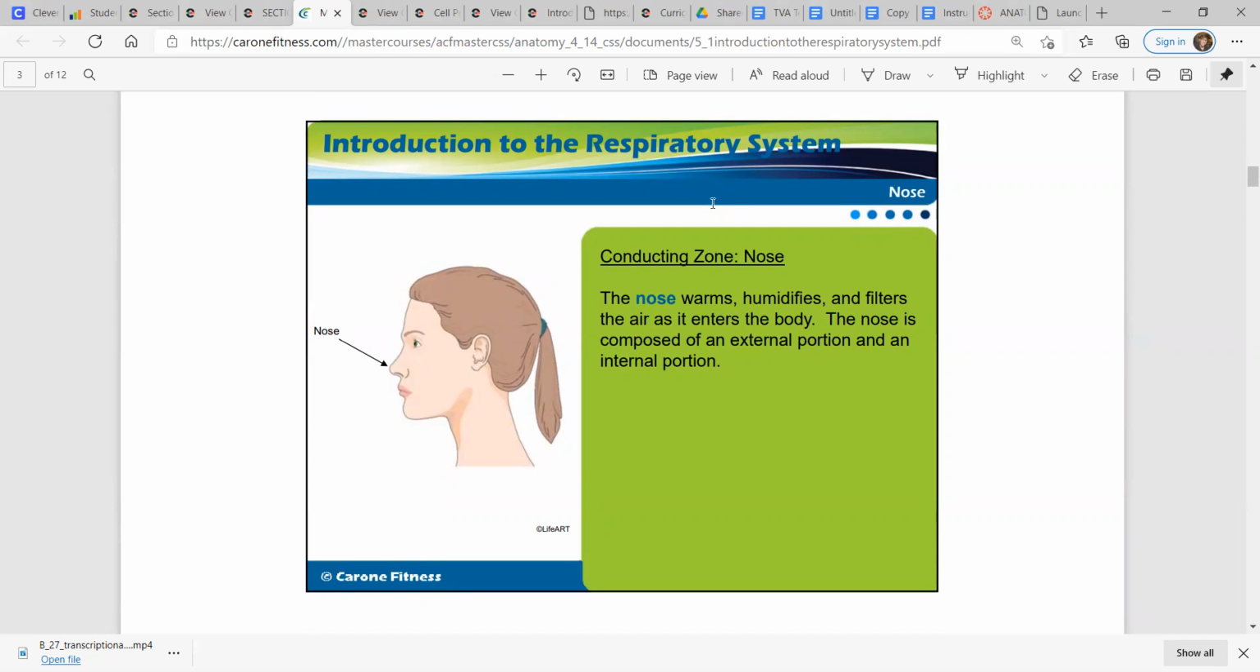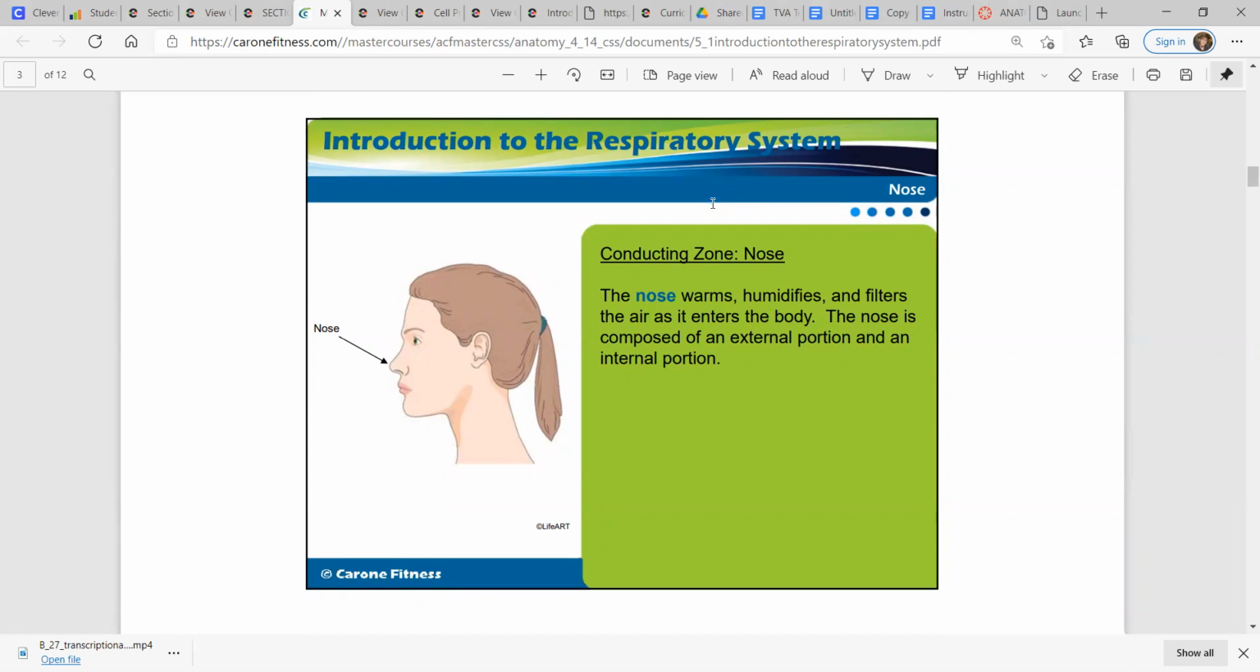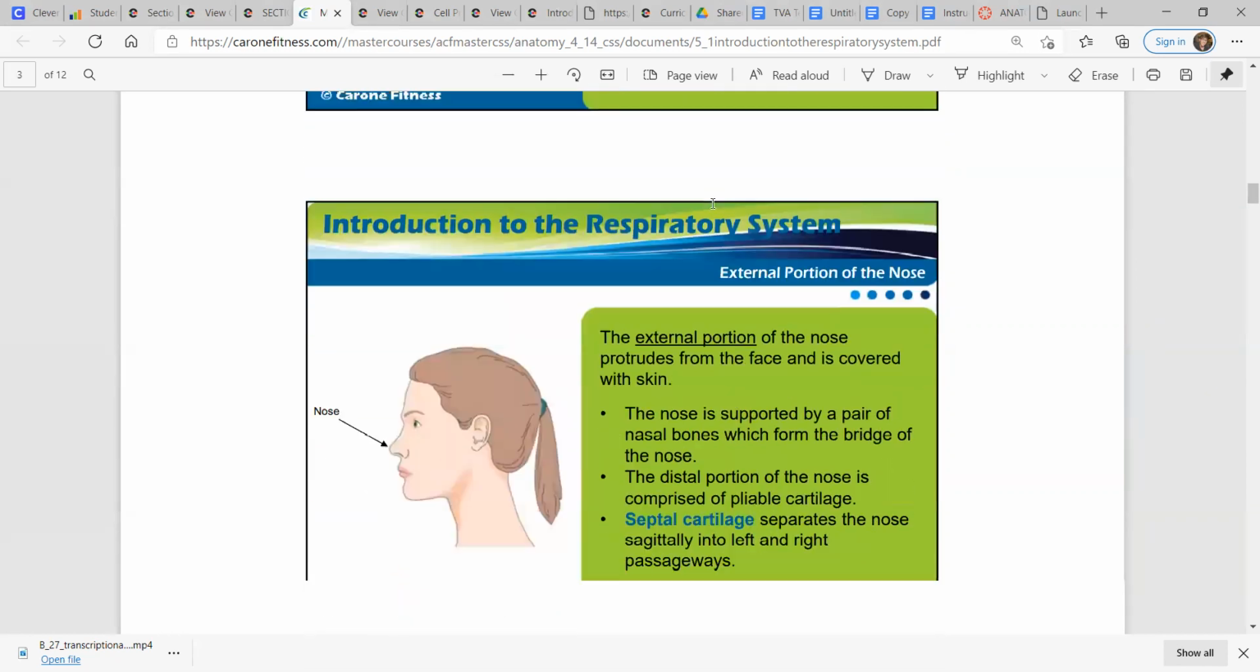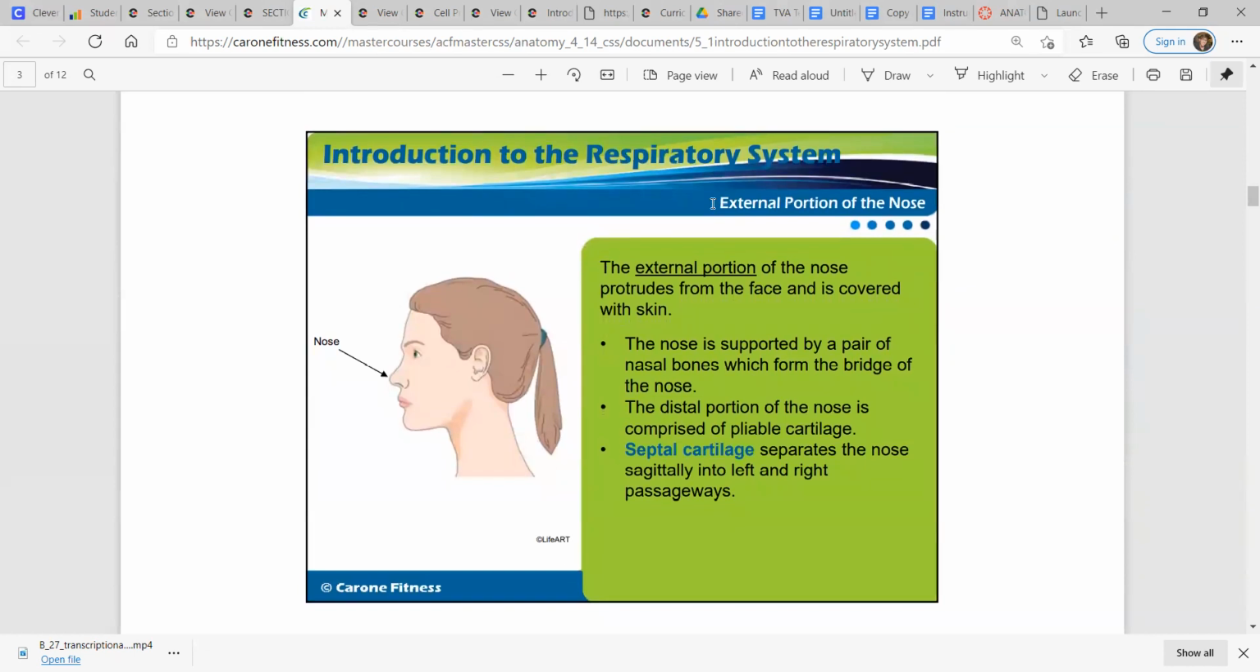The nose warms, humidifies, and filters the air as it enters the body. The nose is composed of an external portion and an internal portion. The external portion of the nose protrudes from the face and is covered with skin. So go look in a mirror. First thing you notice probably is your face. Well, your face, usually your eyes or nose, since it's just right there.